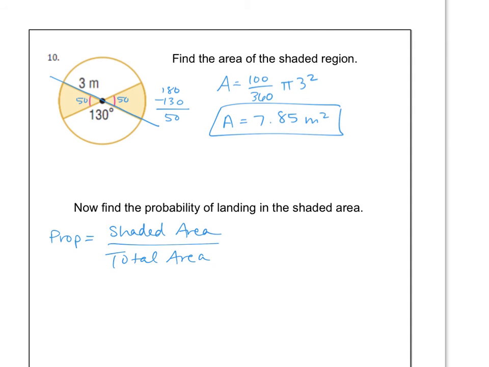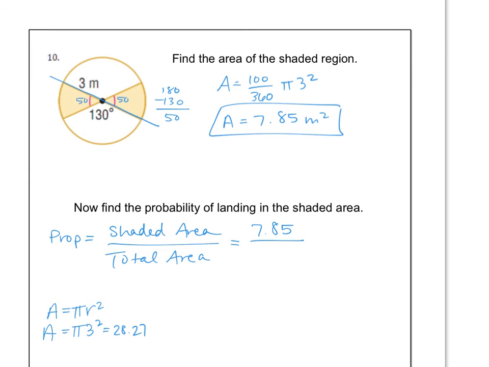So we have found the shaded area. The shaded area was 7.85. Can we find the total area of the circle? We sure can. I'm just going to do it down here on the left. Area is pi r squared. So for the whole circle, it would be pi 3 squared, which turns out to be 28.27. So that's the area of the entire circle.